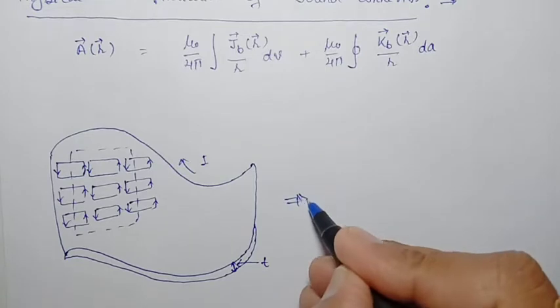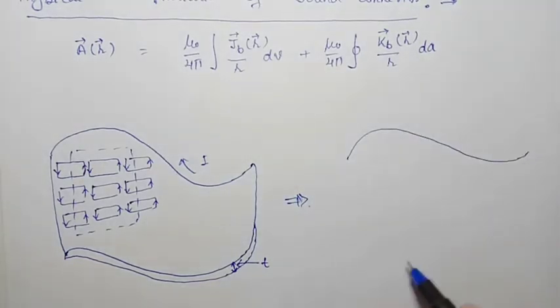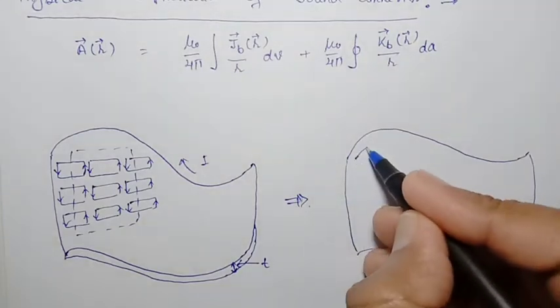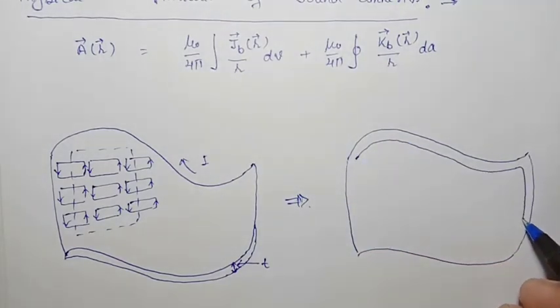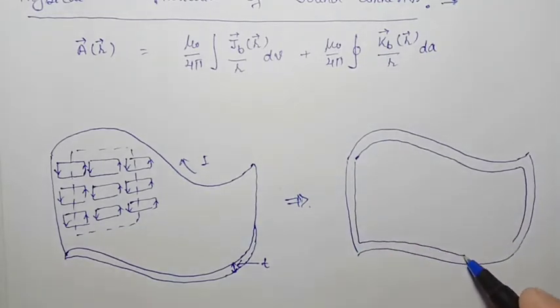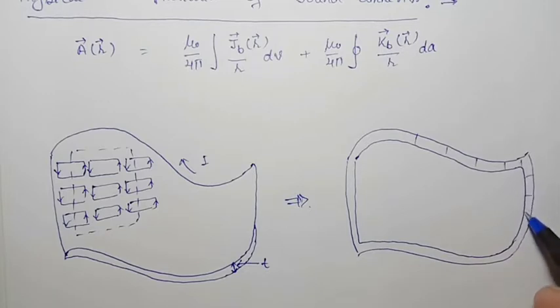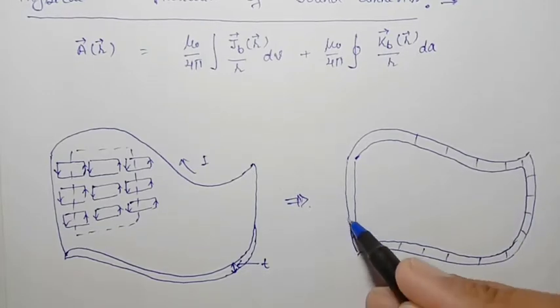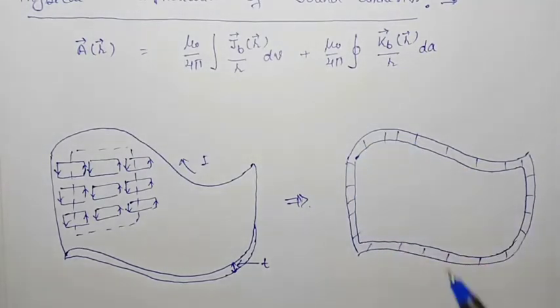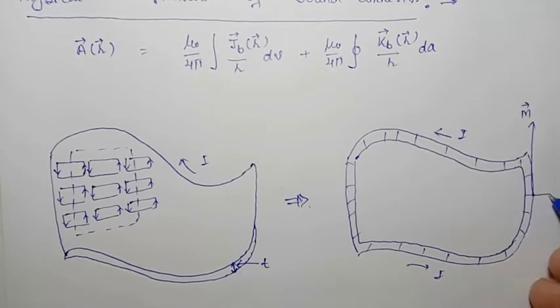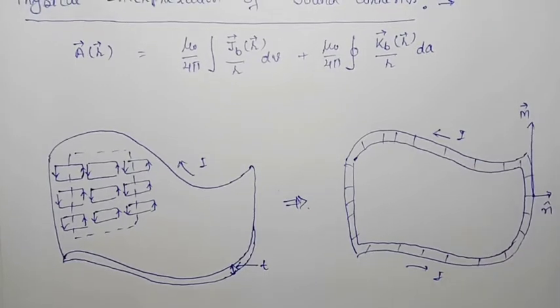So as a result, we get a ribbon-like structure, that is, the current is only at the boundary. The direction of the current is the same here, and this is the net magnetization M, and here we have a unit vector n cap. So we get the current only at the boundaries.